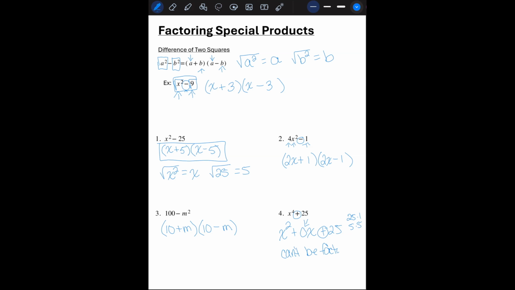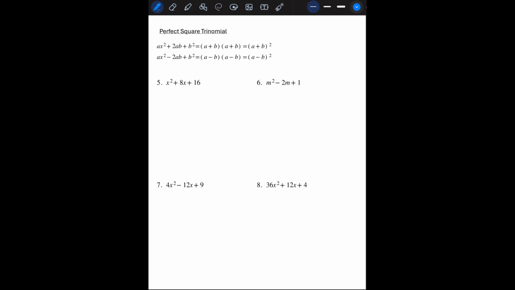You really have to pay attention because you will come across things that can't be factored and you need to know when they can't be factored. Now, as with factoring everything, you should always look for a greatest common factor first. And if you cannot find one, then you move on. None of these had a greatest common factor. Okay, we were just practicing the factoring special products part, not the greatest common factor part.